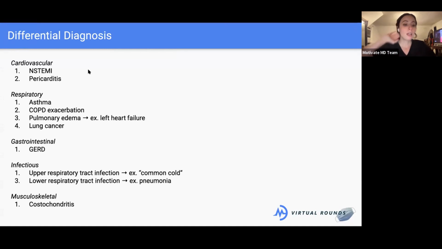Yep. So when you're looking at differentials, when you're trying to form a list, I like to go by system. It helps me categorize things and keep things in boxes and separate. And from there, we can do different tests and lab values to narrow them down. So starting with the cardiovascular system, we could think of NSTEMI or pericarditis, right? So NSTEMI, does anyone know what an NSTEMI is?